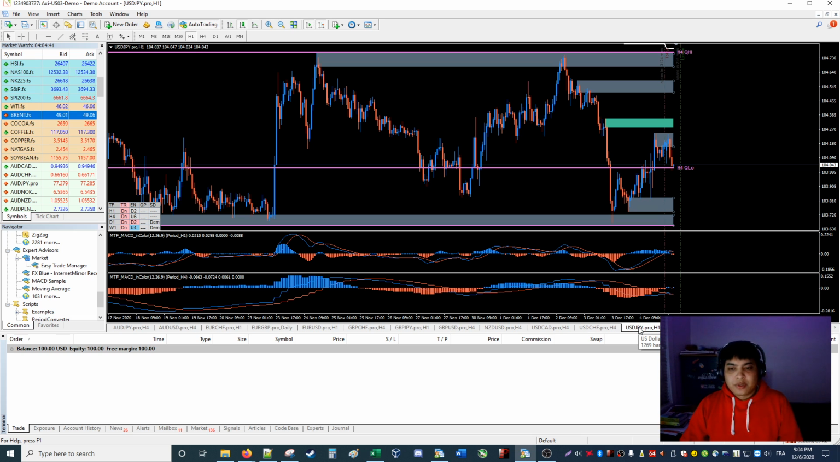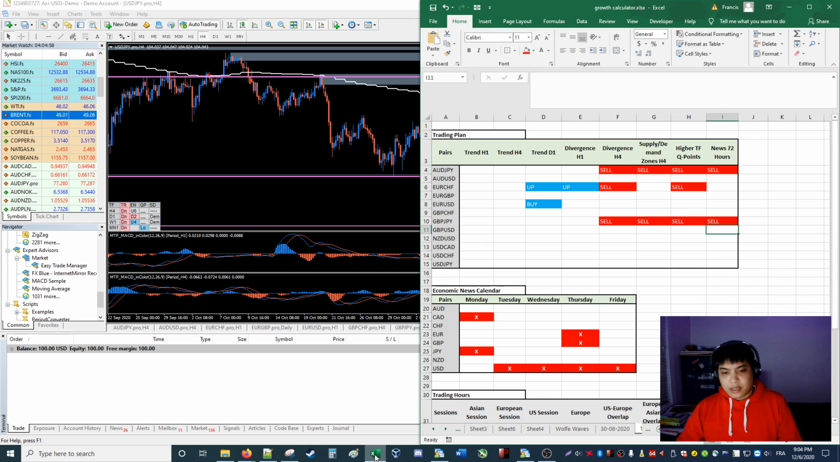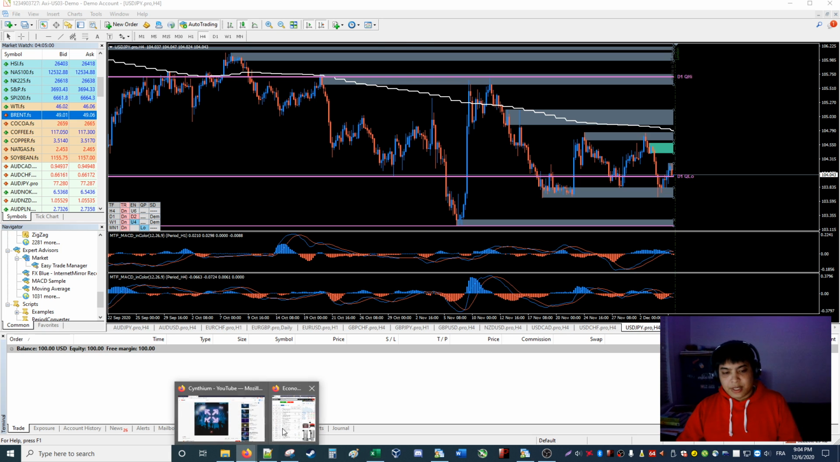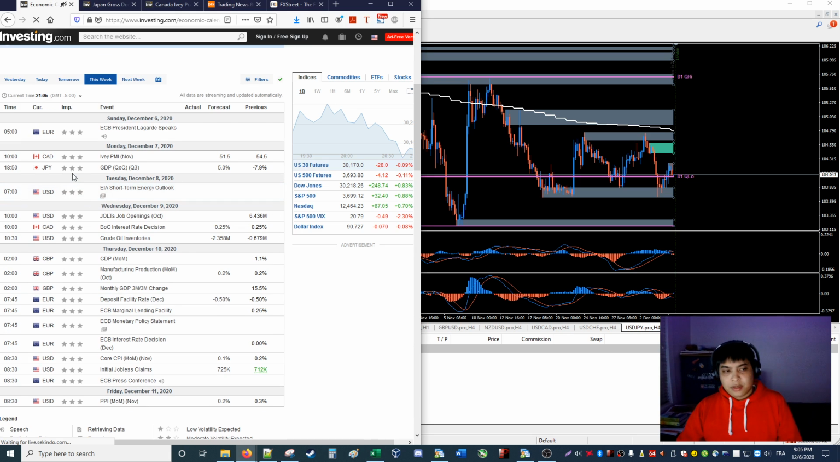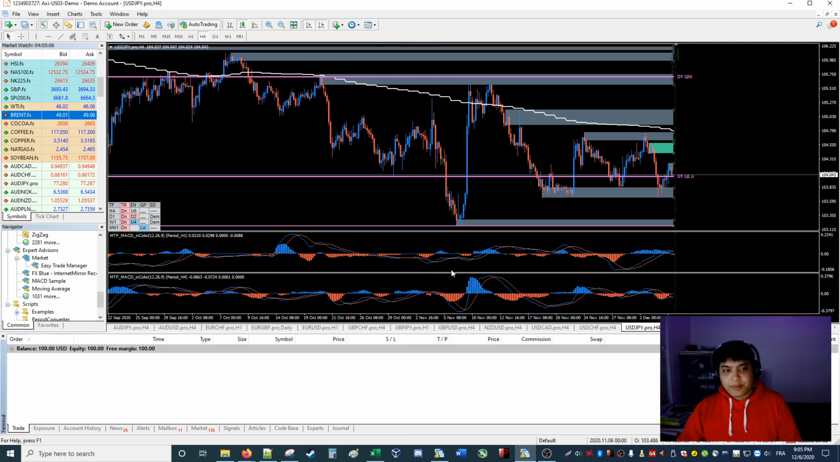I think this one we're looking at low. We have the divergence here. We have the divergence here, but we also know in the news that the yen is going to push some strong data tomorrow, and tomorrow there is no news for the US. There's only for the CAD. So USD JPY, we could be looking at a sell as well.